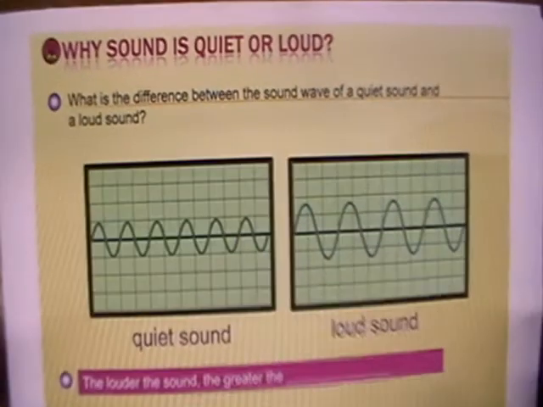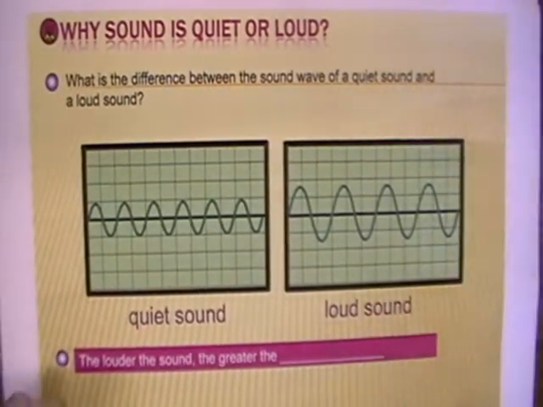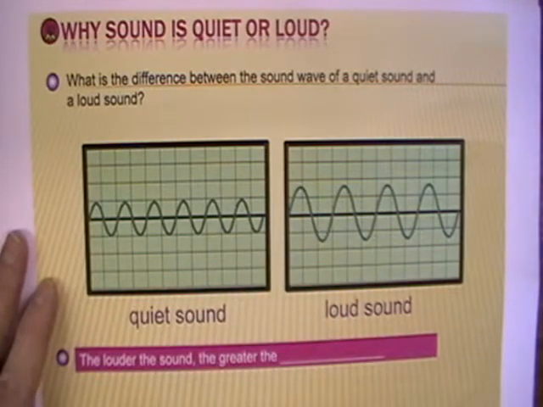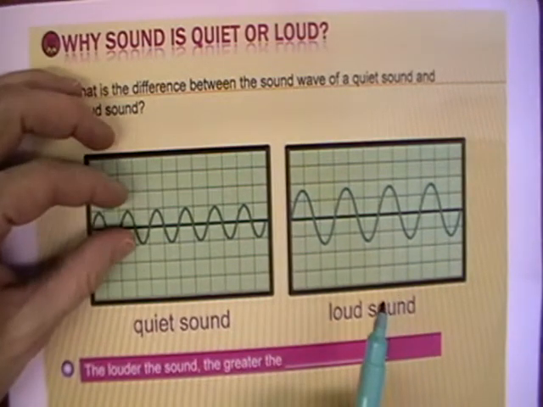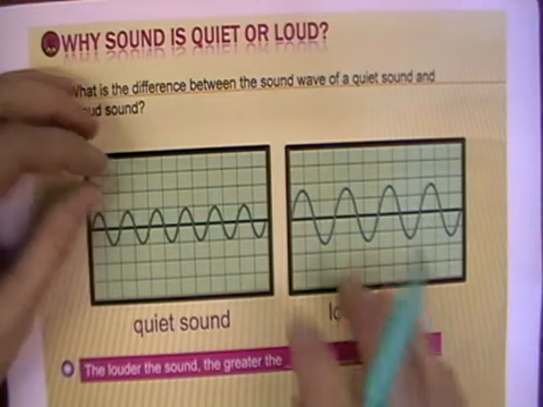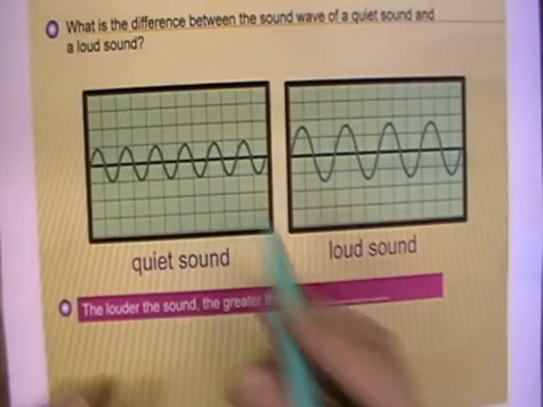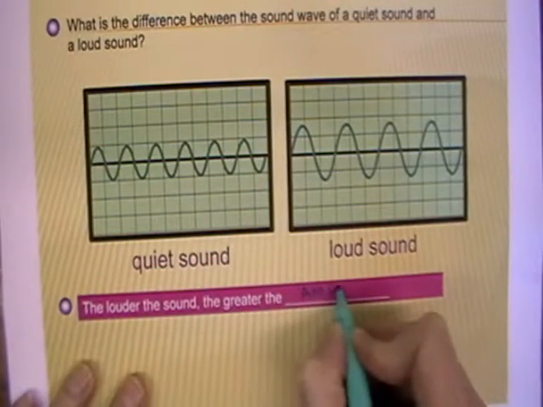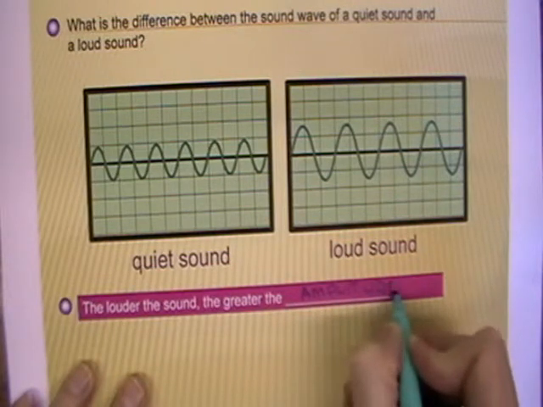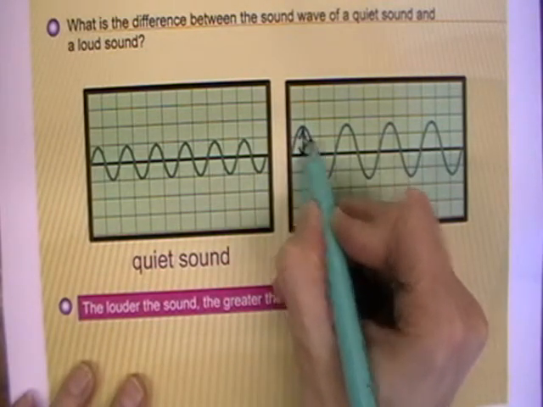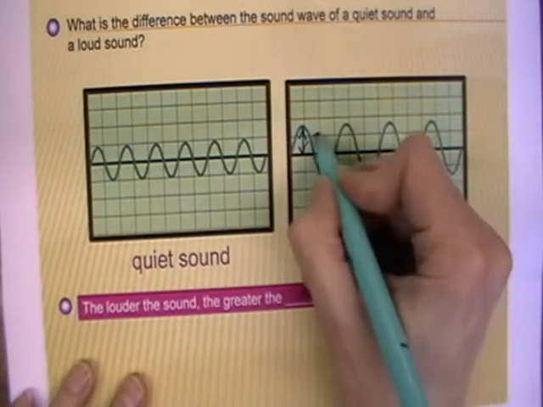Now, we use this to look at the difference between loud and quiet sounds, or high-pitched and low-pitched sounds. What is the difference between the sound wave of a quiet sound and a loud sound? The only difference between them there is that they have got a higher amplitude. The wavelength here is slightly different as well, unfortunately, but what we're looking at here is the amplitude. So the louder the sound, the greater the height of the wave. That sound there is louder, the amplitude is greater.